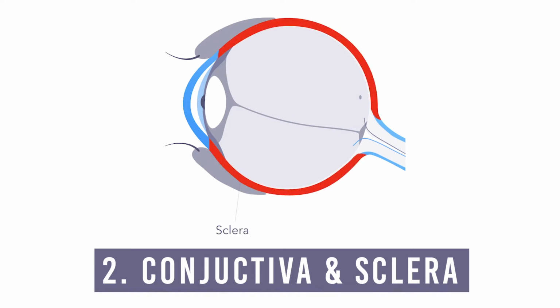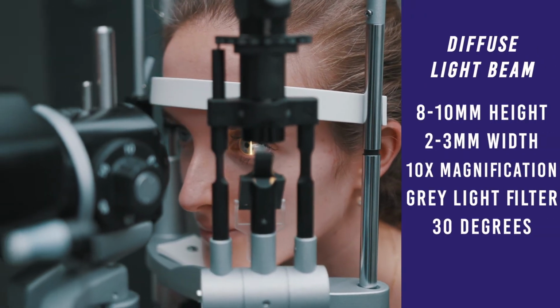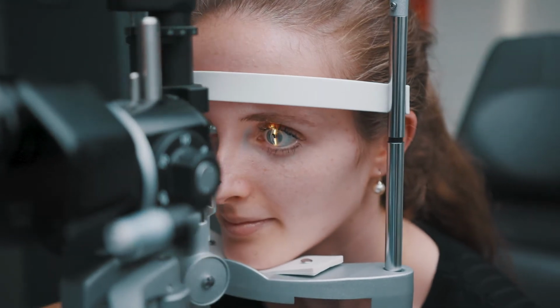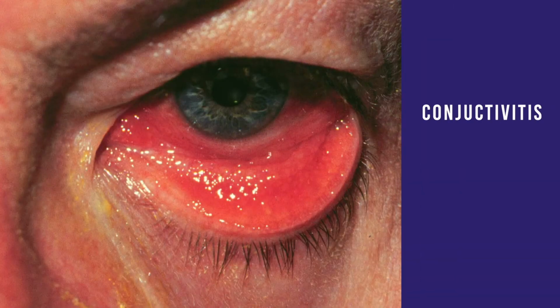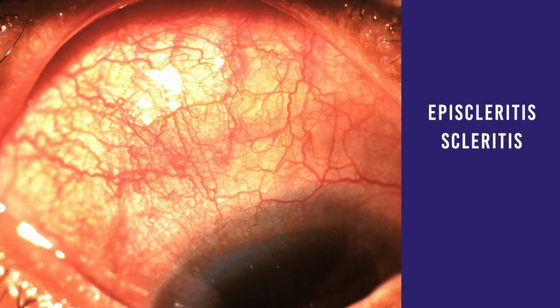Next, examine the conjunctiva and sclera. So use the same settings as step 1 and examine the bulbar conjunctiva and underlying sclera. Again, scan from side to side and look for abnormalities such as conjunctivitis, pterygiums and conjunctival nevi, and less common but important conditions such as episcleritis and scleritis.